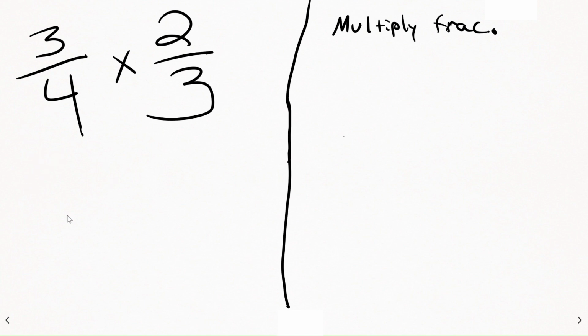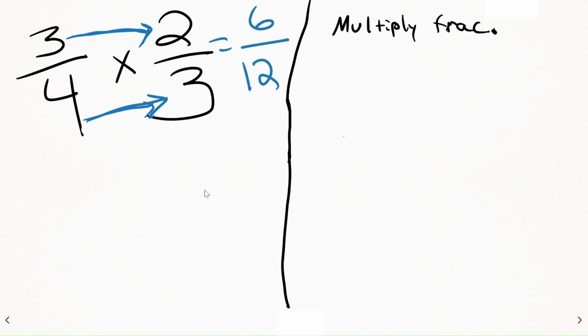All you got to do for multiplying is you multiply across the top, and you multiply across the bottom. So you multiply across, 3 times 2 equals 6, and 4 times 3 equals 12. And that's it. That's 6 over 12.